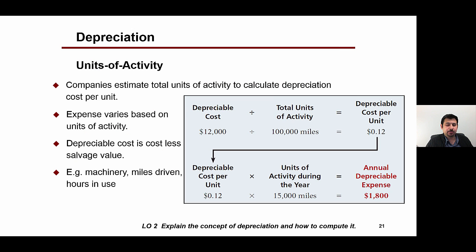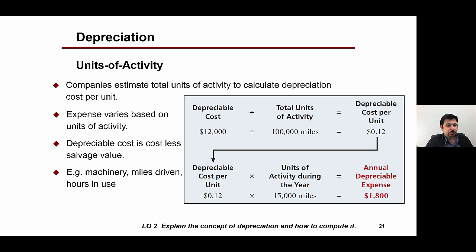The second method of depreciation is units of activity. This is usually good for machines where productivity can be measured by miles, for example, or machines where it is measured by units, how many units were manufactured, etc. Another example is, like we said, trucks. In this case, you expect the truck to be used for 100,000 miles.